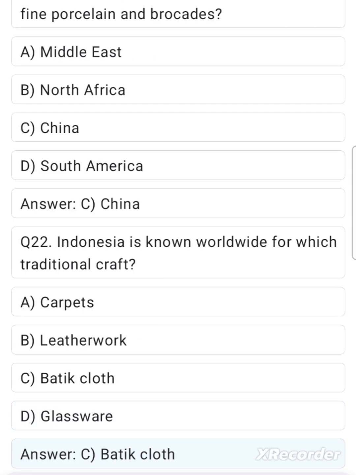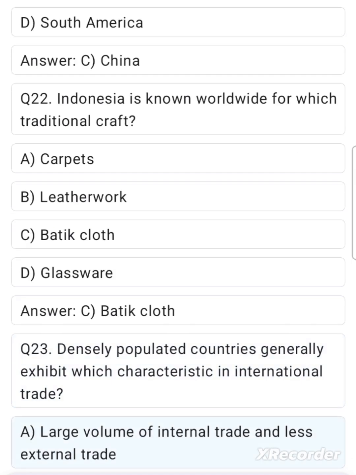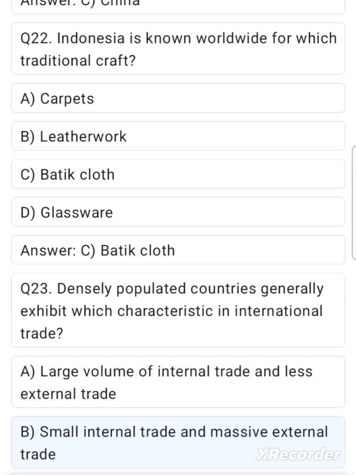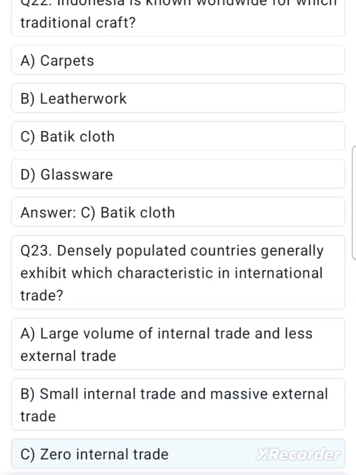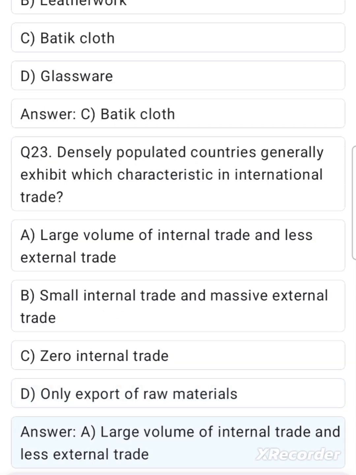Q23. Densely populated countries generally exhibit which characteristic in international trade? A. Large volume of internal trade and less external trade. B. Small internal trade and massive external trade. C. Zero internal trade. D. Only export of raw materials. Answer. A. Large volume of internal trade and less external trade.